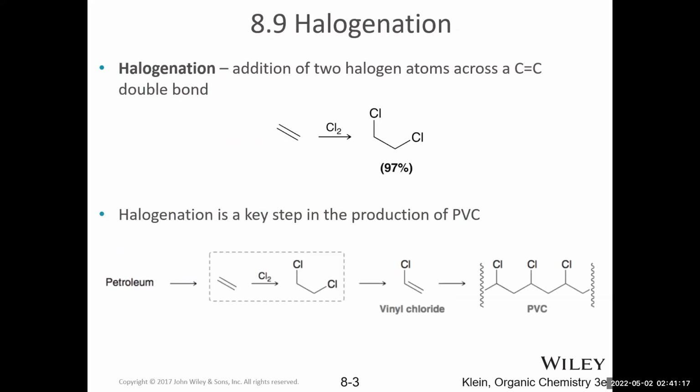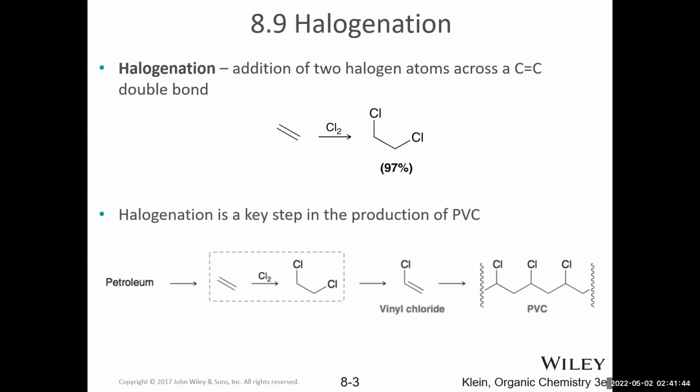Okay, starting us off with halogenation. Halogenation is the addition of 2 halogen atoms across a carbon-carbon double bond. So there is no issue of regioselectivity with halogenation since both carbons are getting the same atom. For example, if you use ethylene and treat it with chlorine gas, you will get 1,2-dichloroethane in great yield.